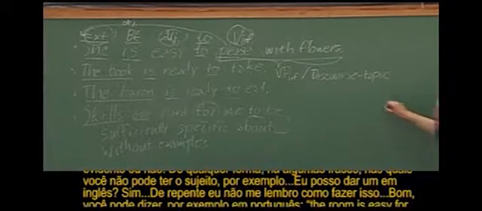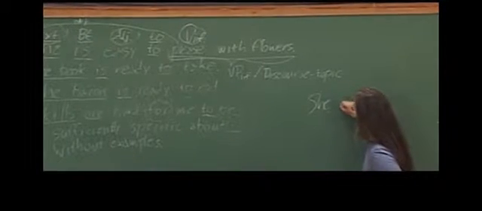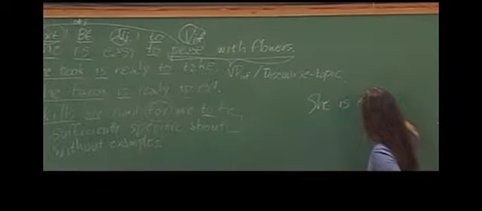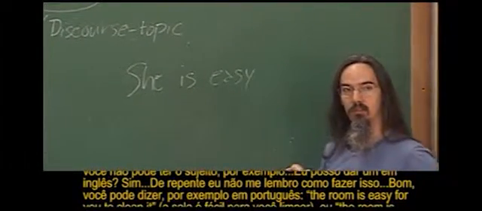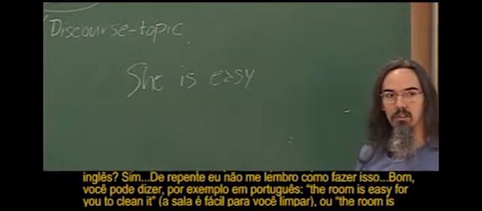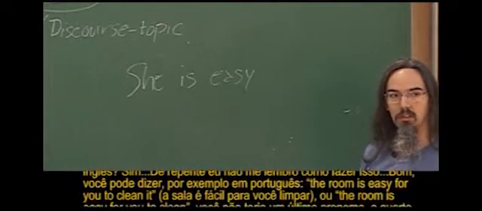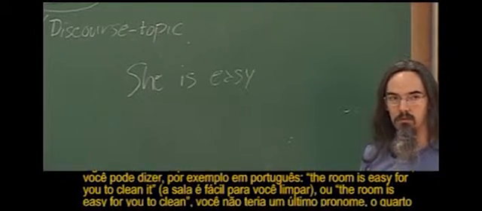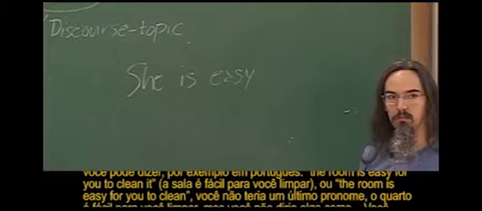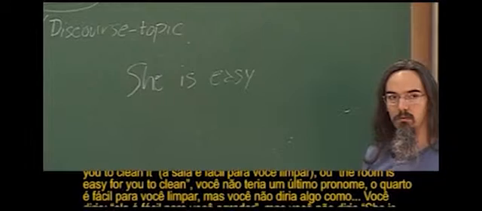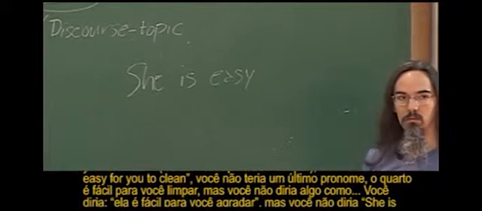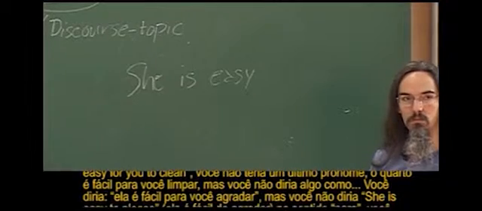Or should I give one in English? Yes. Wait a minute. Now I suddenly don't remember how I do that. Well, for example, you could say in Portuguese, the room is easy for you to clean it, or for you to clean, you wouldn't have the last pronoun. O quarto é fácil para você limpar. Okay? But you wouldn't say something like, you would say, she is easy for you to please. Ela é fácil para você agradar.